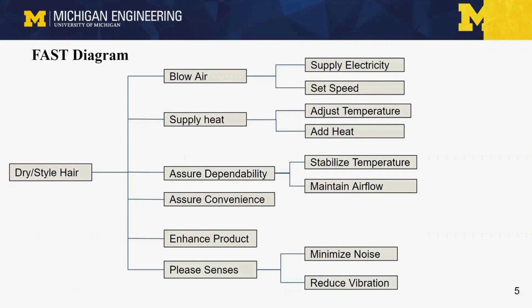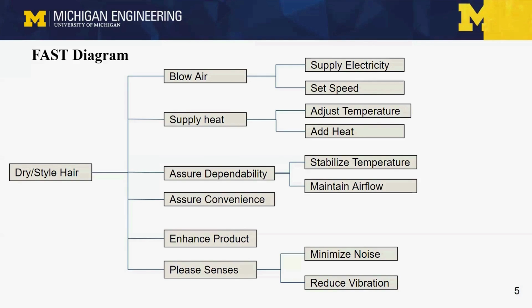This is the FAST diagram for the hair dryer. The FAST diagram discusses the relationship between functions, subfunctions, processes, and features. The main function of the hair dryer is to dry and style the damp hair. The primary function of the hair dryer is to blow air, which has two further subfunctions: supply electricity and set speed. The second function includes supply heat, which is split into two subfunctions: adjust temperature and add heat.